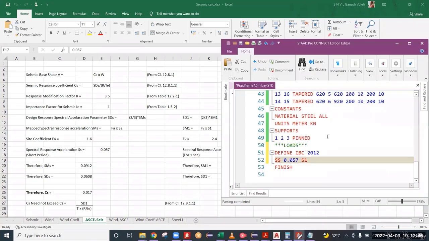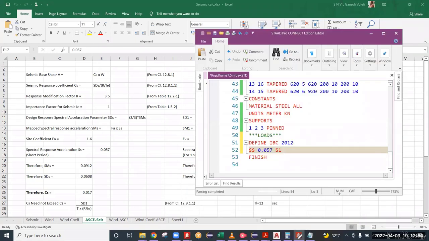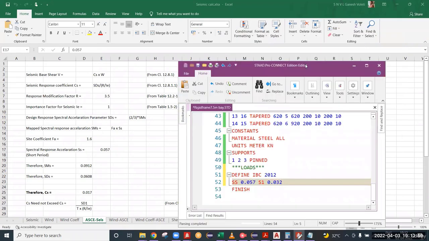Okay, guys, thank you. SS is 0.057 in our example, and S1 is 0.032. All the guys, you remember all these things, right? We have seen in the seismic calculations. SS, S1, and then RX. What is meant by R? Response modification factor in X direction and in Z direction. Actually, Z direction is not needed, but as a formality, we need to give RZ. This is 3.5 for RX and RZ. Both are 3.5. And then S class.